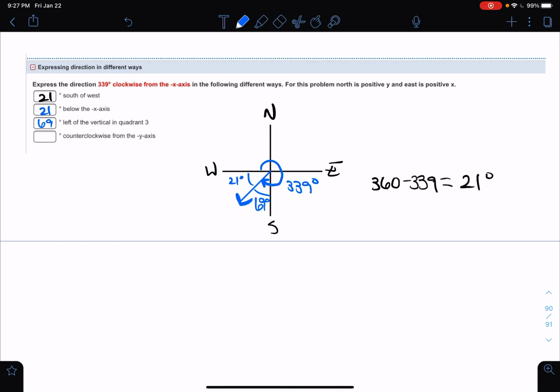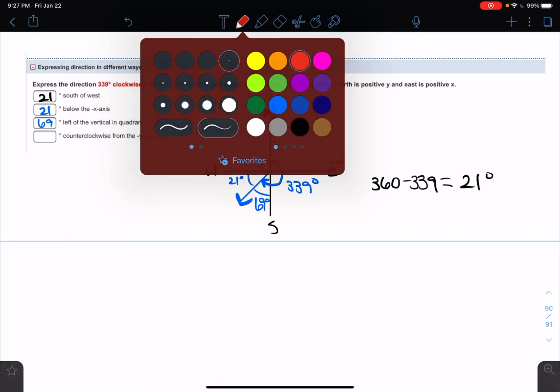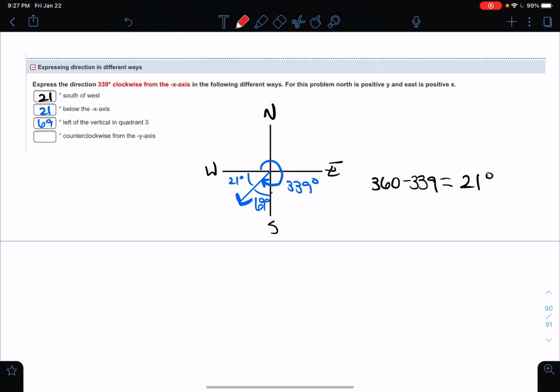And the last thing is counterclockwise from the negative y-axis. Okay, so the negative y-axis is right here. Going counterclockwise is this direction. So I have to go all the way around. I'm going to draw this in a different color so it stands out for us. I need to go all the way around like that.